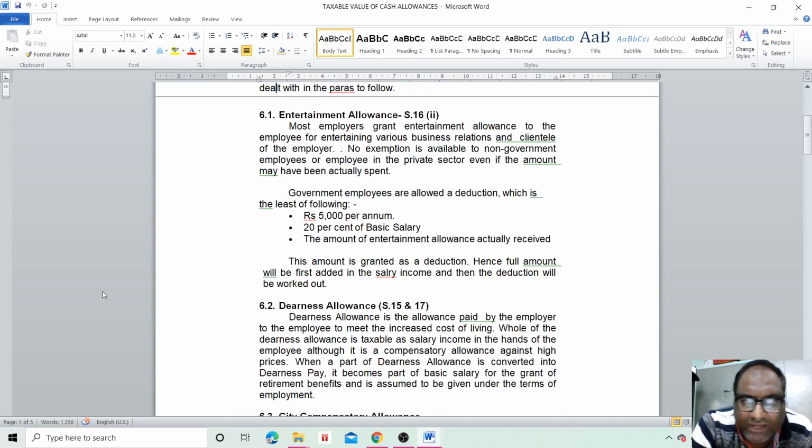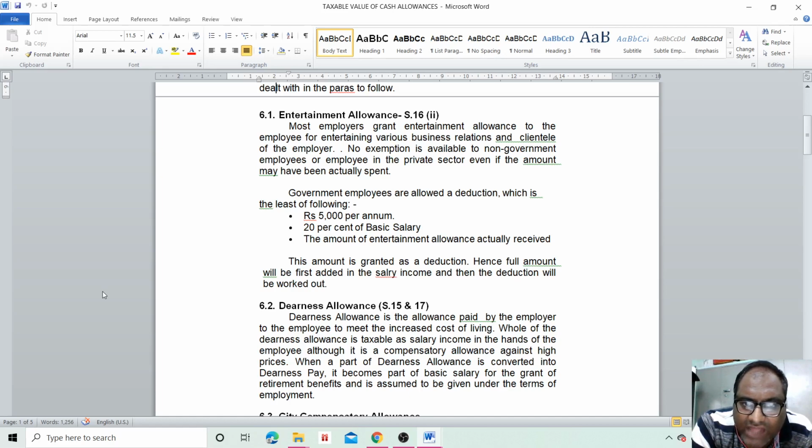Entertainment allowance: most employers grant entertainment allowance to the employee for entertaining various business relations and clients of the employer. No exemption is available to non-government employees or employees in the private sector, even if the amount may have been actually spent.